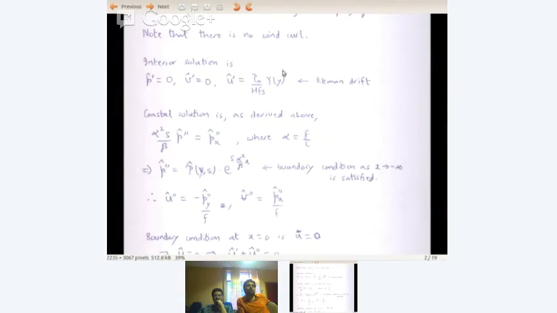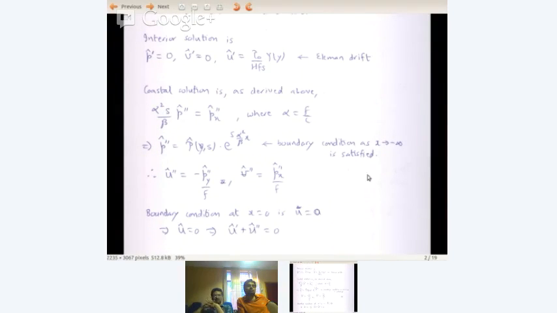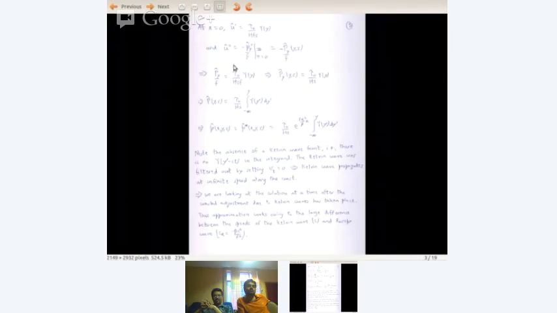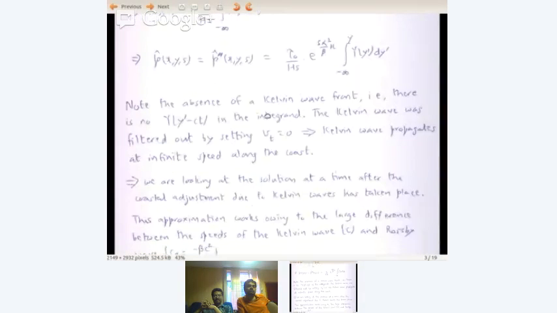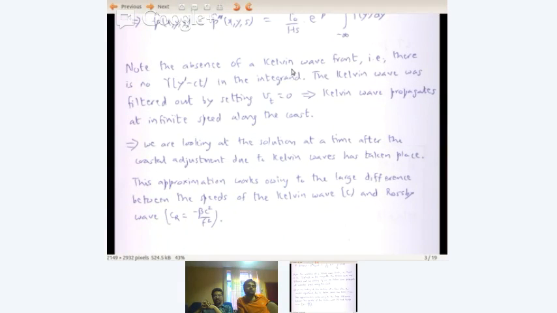And though there was no wind curl, we get a Rossby wave. In this case, there was no Kelvin wave front because we had assumed full geostrophy. So the Kelvin wave was filtered out because we set vt to zero. The Kelvin wave propagated at infinite speed along the coast.